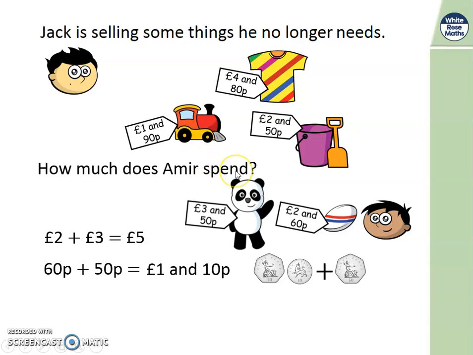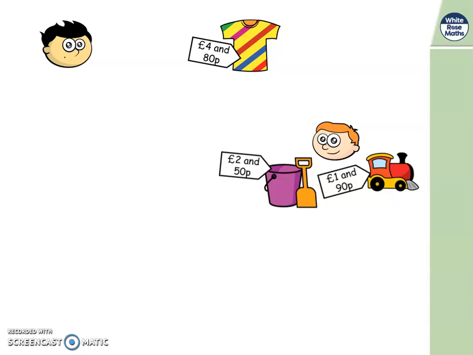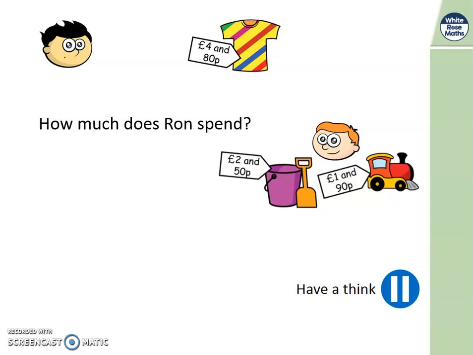But it's asking how much does Amir spend. So we've got that £5 we made first. Add one more pound is £6 and 10 pence. So that's what Amir spends. Here's what Jack's got left. And here's Ron. Ron would like to buy the bucket and spade and the train. Pause the video and see if you can work out what Ron will spend. Have a think.